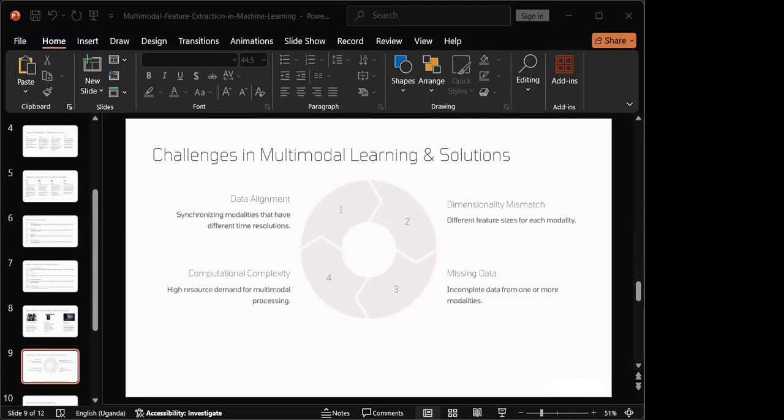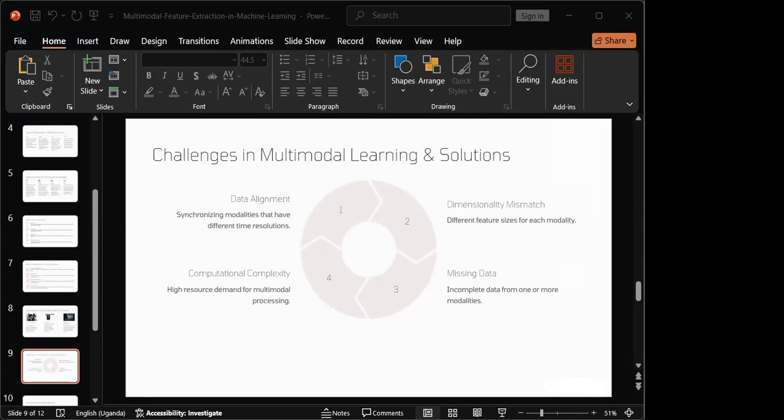Thank you. Then the third problem we have could be missing data. One or more modalities might be missing for some data points. They are uneven. One modality is missing, and that is a significant challenge in this case, as the modality is required to have complete data.